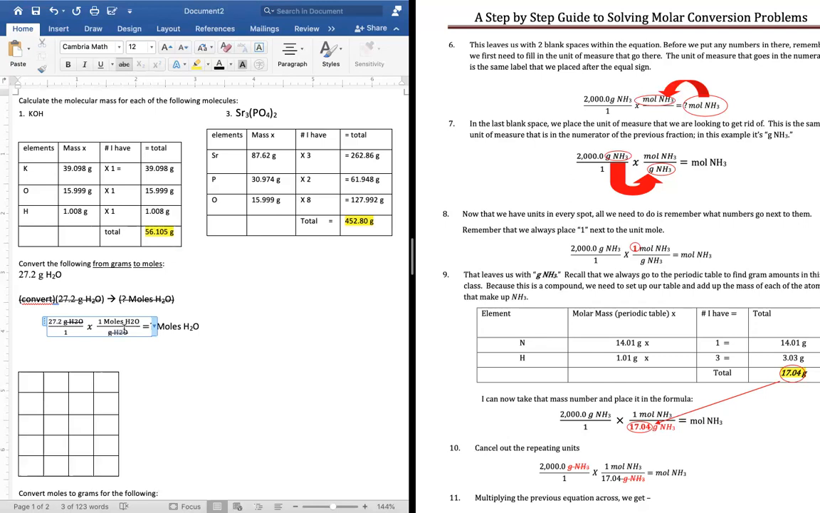And again, now you can see repeating why it's so important that you've written down what your chemical substance is. If you just had grams here, or even worse, if you just had the number 27.2 here, you'd have no idea where to get the number from, because you wouldn't know that you needed to get the mass of H2O. So remember, whenever we go to the periodic table, whenever we get our mass, we need to put our table together.